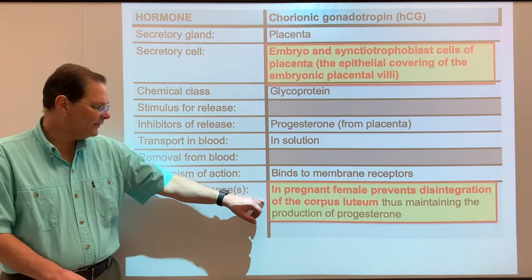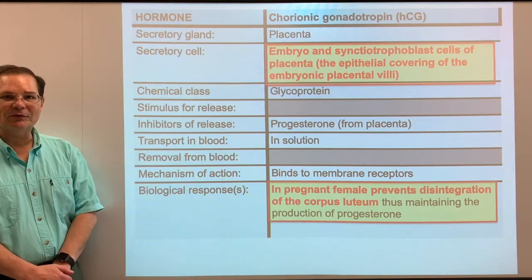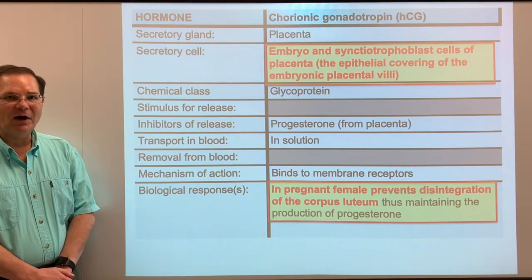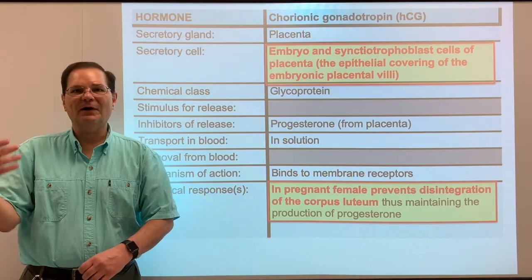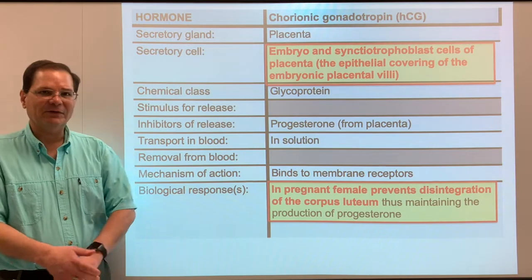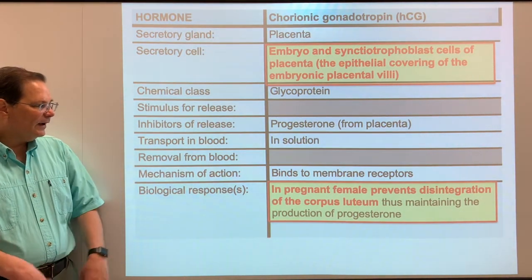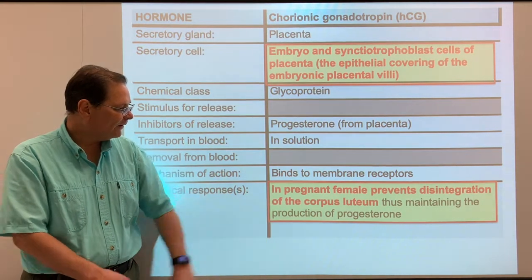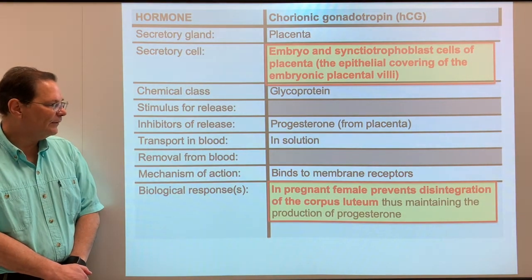And what it does is it prevents disintegration of the corpus luteum so that progesterone sticks around and remains high. Instead of the progesterone falling off and you get bleeding, menses, what you get is maintenance of that myoendothelial layer, and you get continued development of pregnancy.